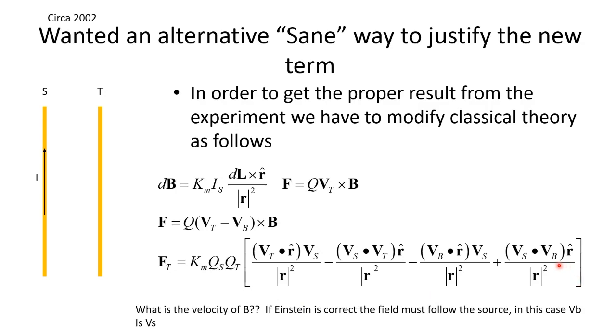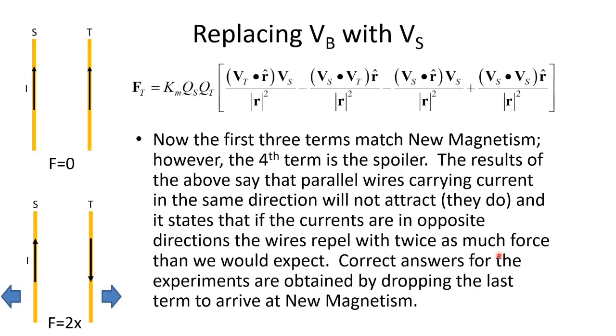Now the question is, well, what is the velocity of the magnetic field? Well, in this case, definitely, if Einstein is right, the magnetic field follows the source, which follows the wire. So I should be able to replace the velocity of the magnetic field with the velocity of the source, Vs. Okay, so that leads to a 4-term expression, and we have the 3 terms of new magnetism that came up by inferring from the hypothetical model of matter. But then we have this 4th term, which just destroys everything.